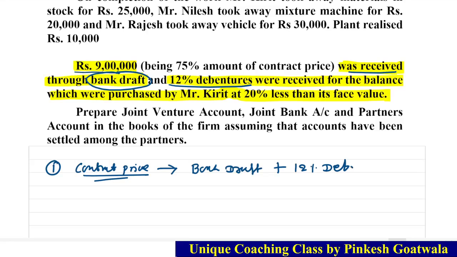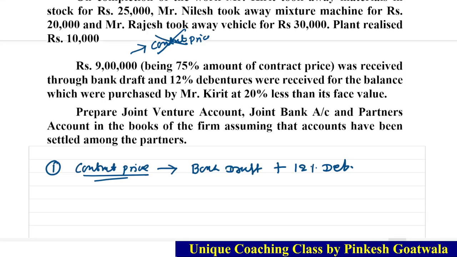Now this is 9 lakh. Remember, almost all students think that this 9 lakh was the contract price. So remember, it is not the contract price. Read the question carefully. It is not the amount of the contract price. Students make a mistake here. Read properly. 9 lakh, right now forget this. 9 lakh was received through bank draft. Read properly: 9 lakh was received through bank draft.